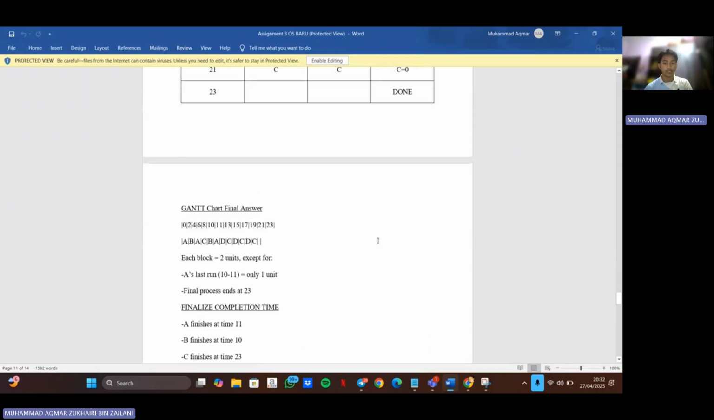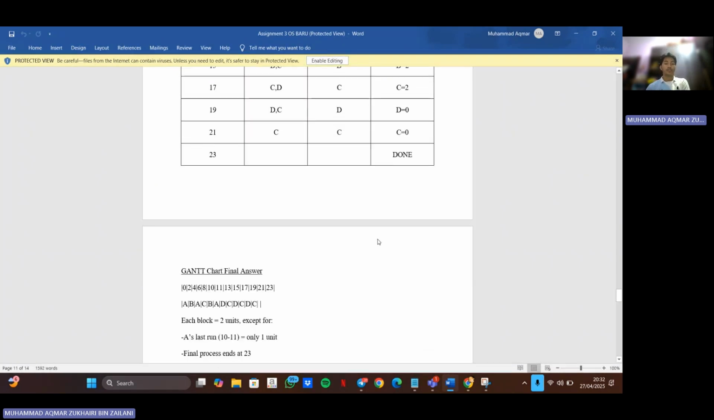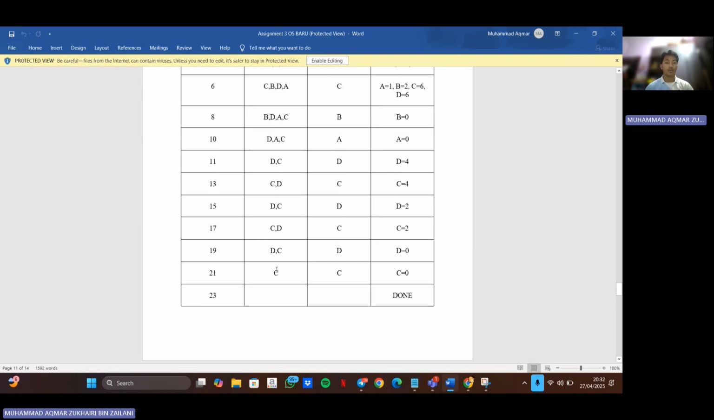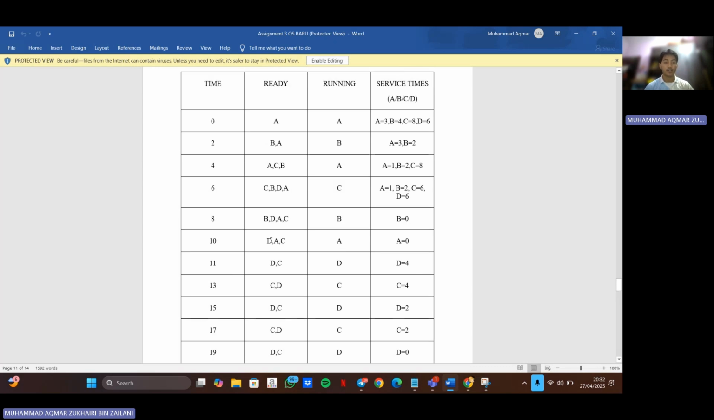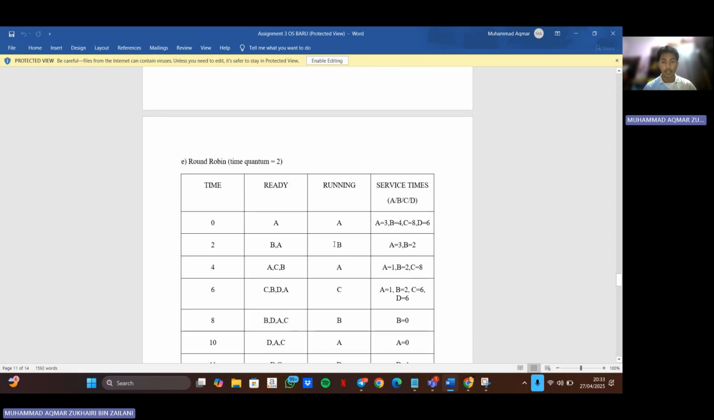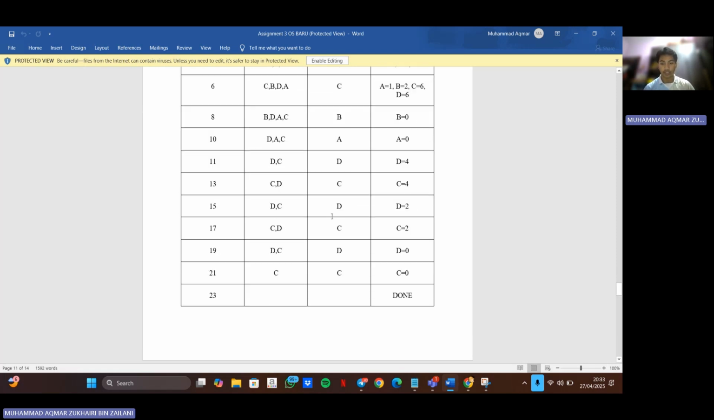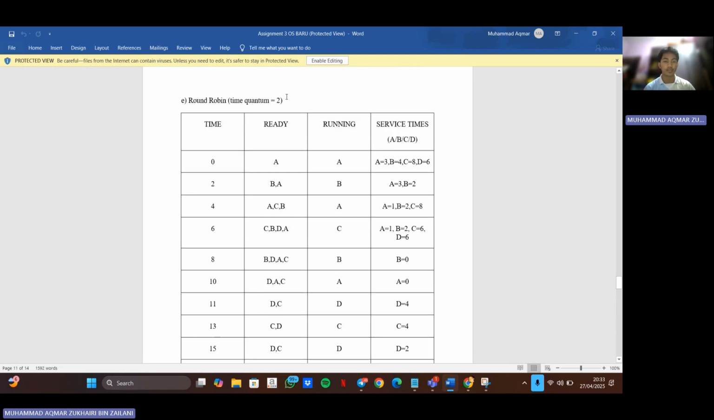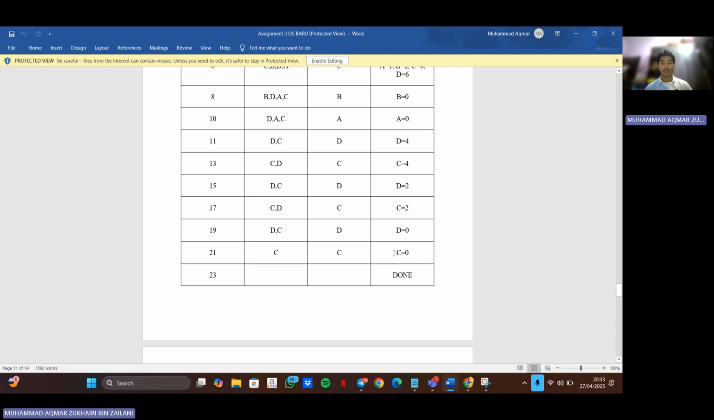Here we go to the process E, which is times 21 and 23. For times 21 and 23, we see the table. For 21, only process C is ready, which is the only one left, and it will automatically become the only one running. Here, we can see it has 2 remaining service time. But after we subtract the time quantum 2, the service time becomes 0. So at time 23, all the processes are already done and there is no process remaining. So thank you.